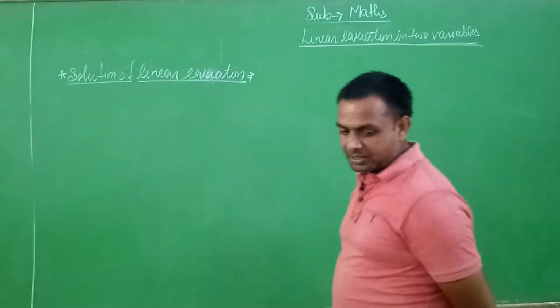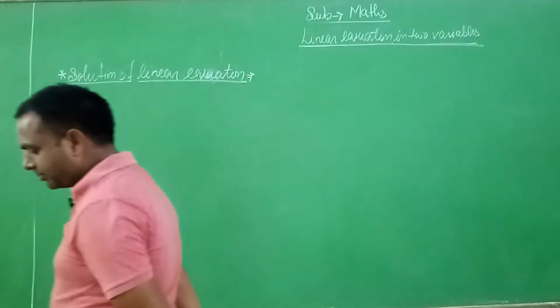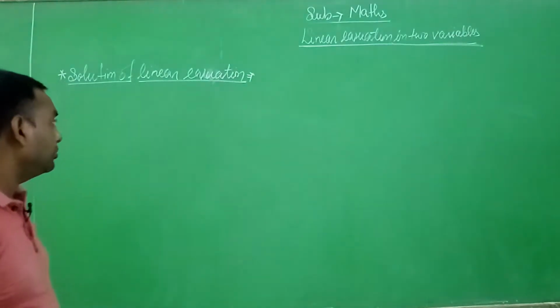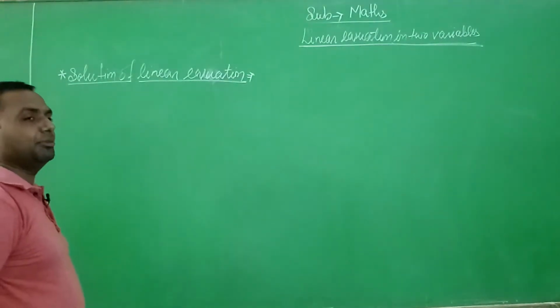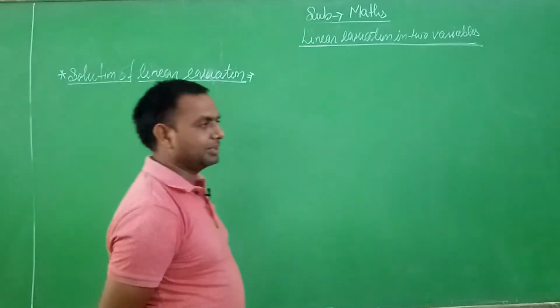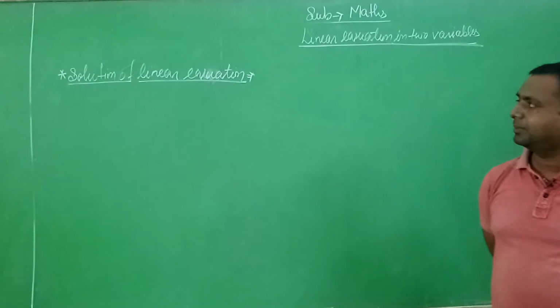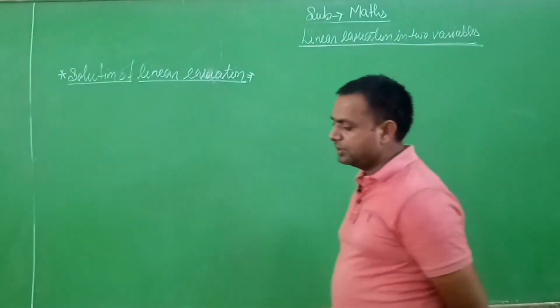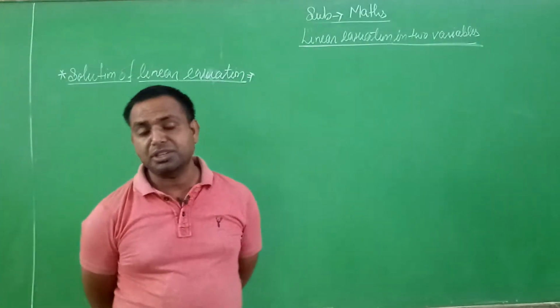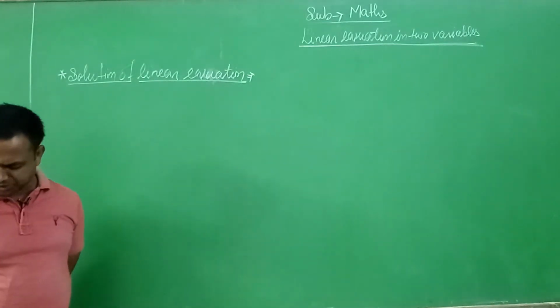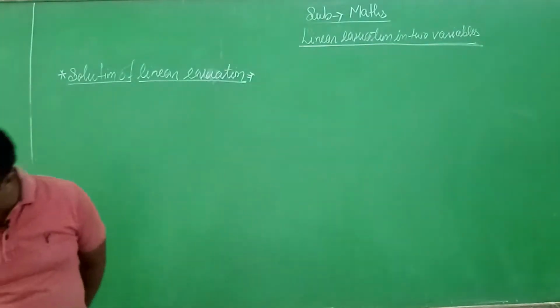In the last lecture we studied linear equations in two variables and gave some examples related to them. Today we are going to learn how to solve linear equations in two variables. Suppose you have a linear equation in two variables, then how can you solve it? Related to the solution of these equations, I provide some questions and their solutions. Here is the first question.